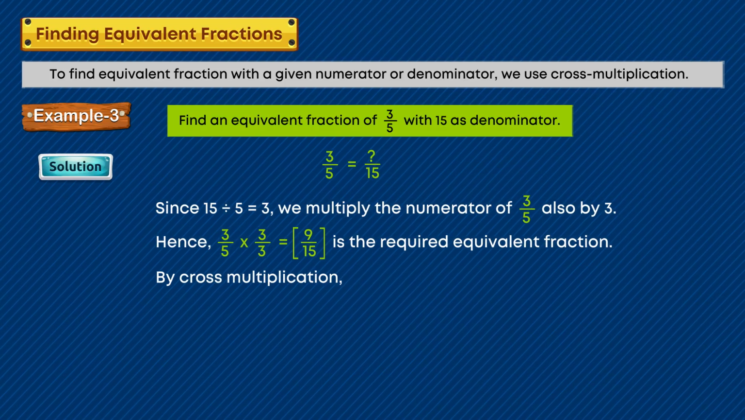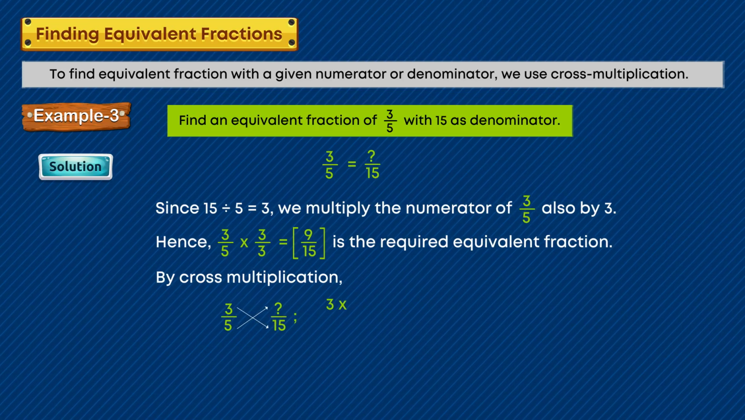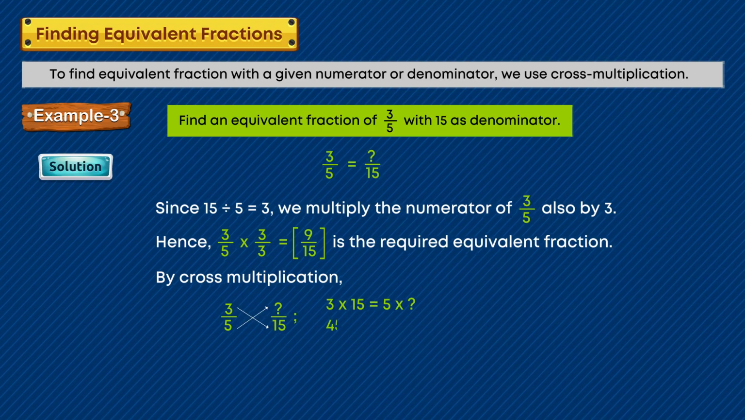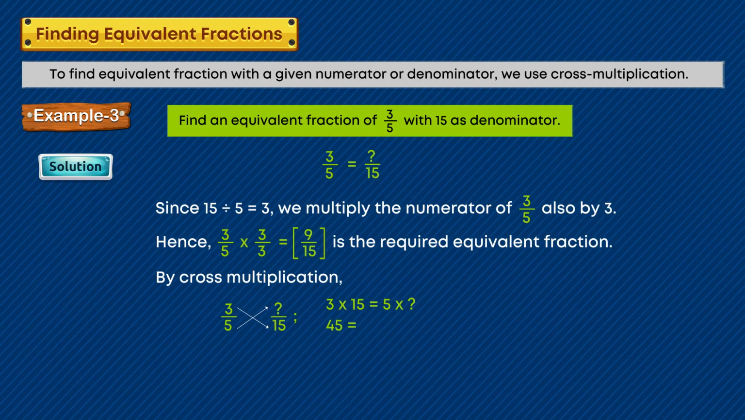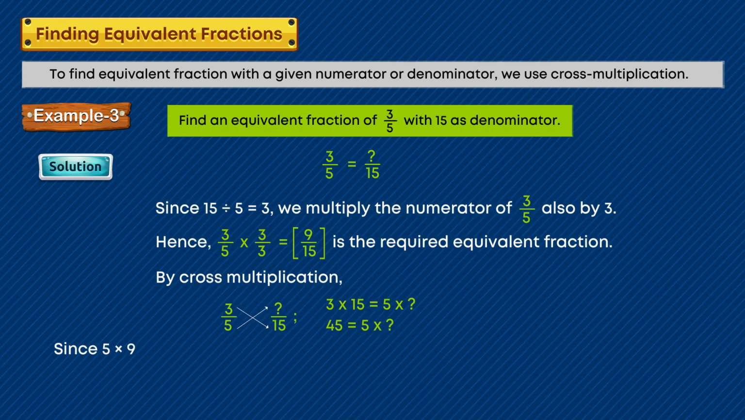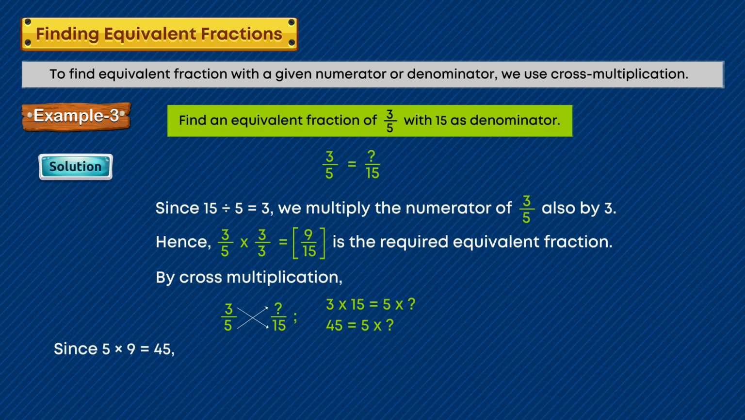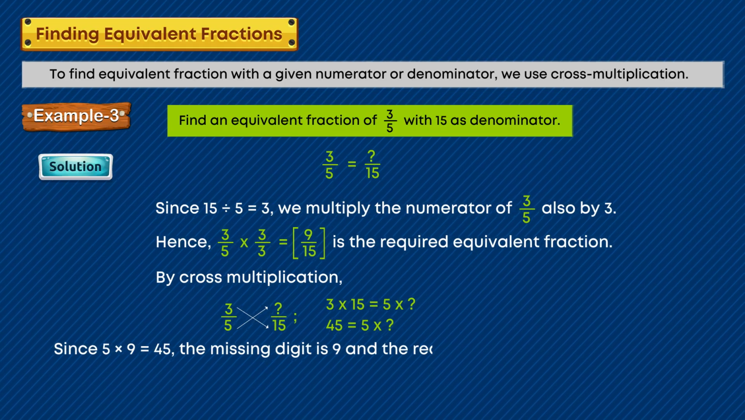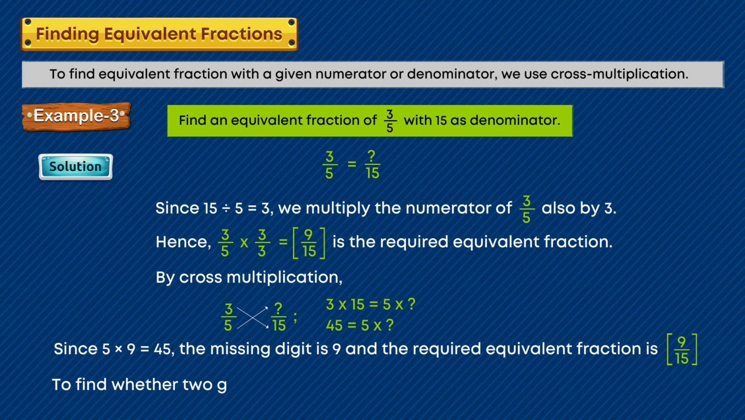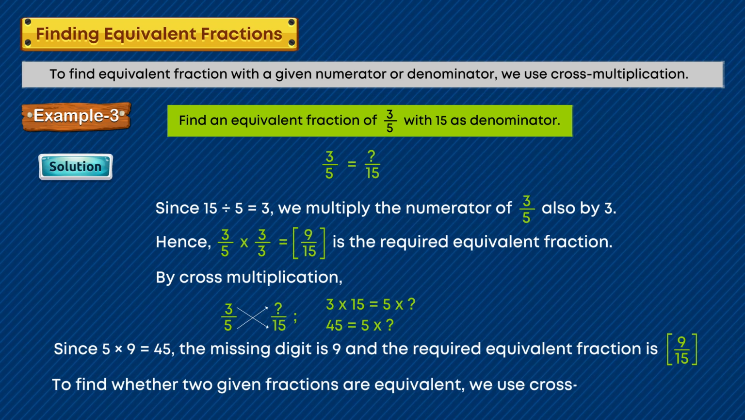By cross multiplication, 3 into 15 is equal to 5 into how much? 45 is equal to 5 into how much? Since 5 into 9 is equal to 45, the missing digit is 9 and the required equivalent fraction is 9 by 15. To find whether two given fractions are equivalent, we use cross multiplication.